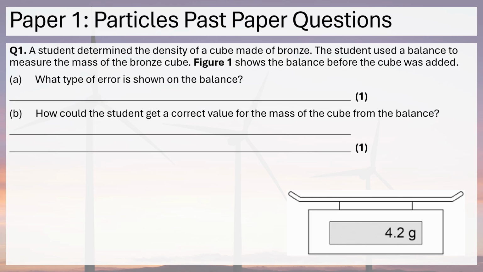This video looks at some worked through examples for Combined Science Physics Paper 1. This is focusing on the particles topic and specifically on higher tier questions. So let's start with question 1.